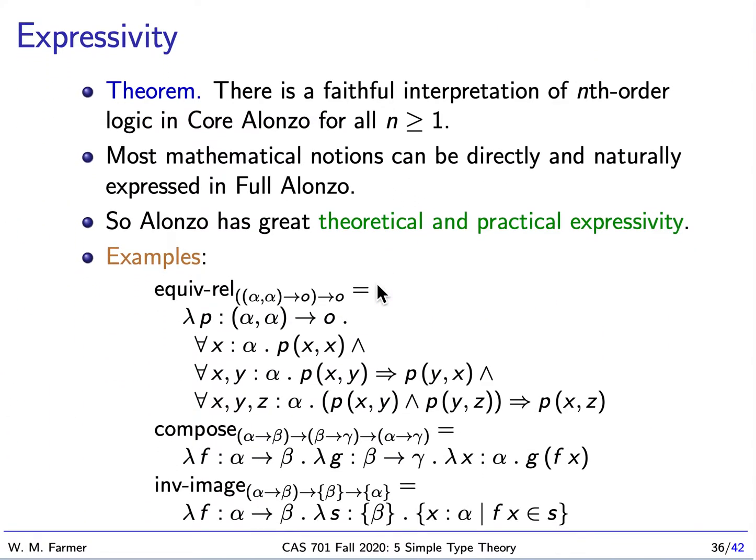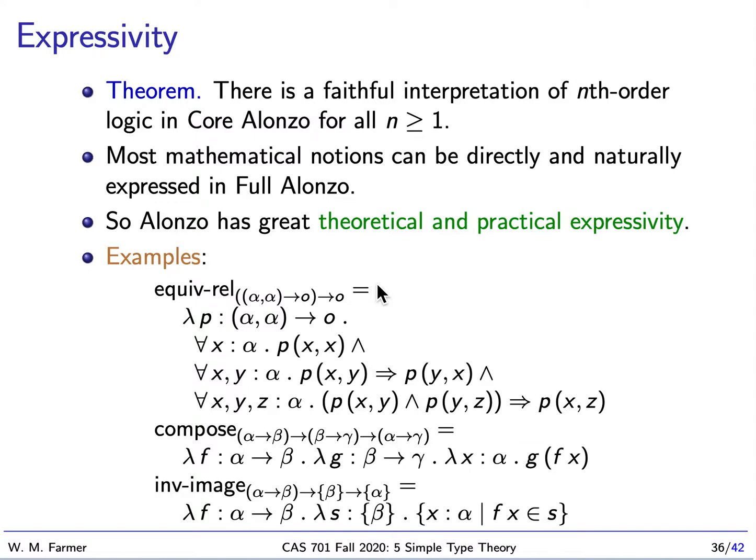So we have presented the syntax and semantics of two versions of Alonzo, core Alonzo and full Alonzo. Recall that Alonzo is a version of Church's type theory, which is a version of simple type theory. And the first thing I want to say is that we can prove a theorem that says there is a faithful interpretation of nth order logic in core Alonzo for all n greater than 1. So faithful interpretation means basically we can embed nth order logic into core Alonzo and have it work just the way you would expect nth order logic to work.